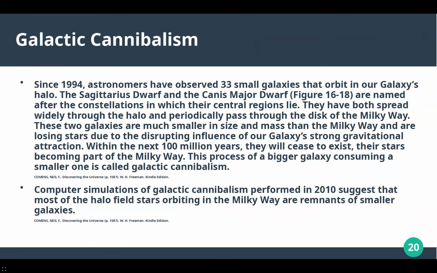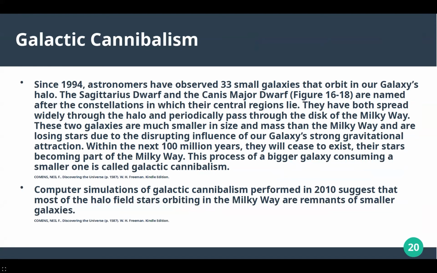Since 1994, astronomers have observed 33 small galaxies that orbit in our galaxy's halo. The Sagittarius Dwarf and Canis Major Dwarf are named after the constellations in which their central regions lie. They have both spread widely through the halo and periodically pass through the disk of the Milky Way.